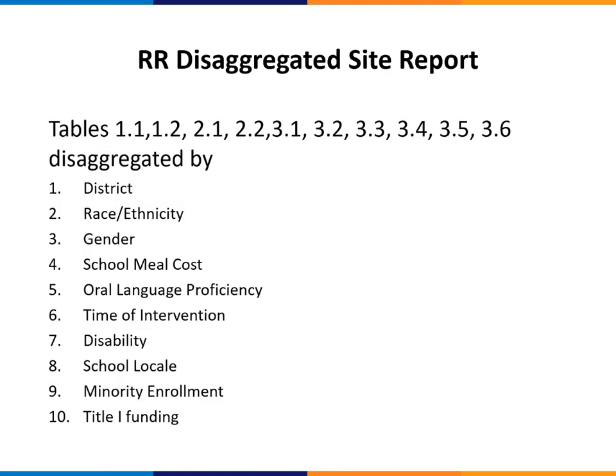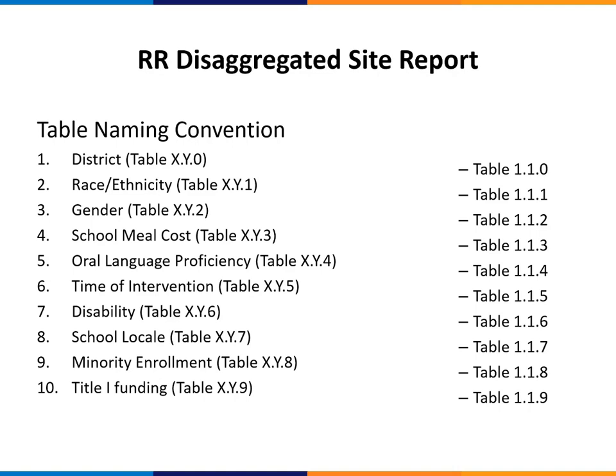Now, each table, and this is specifically tables 1.1, 1.2, 2.1, 2.2, 3.1, 3.2, 3.3, 3.4, 3.5, 3.6, is disaggregated by district, race, ethnicity, gender, school meal cost, oral language proficiency, time of intervention, disability, school locale, minority enrollment, and Title I funding. So those are the 10 versions of those tables that you will find in your disaggregated report.